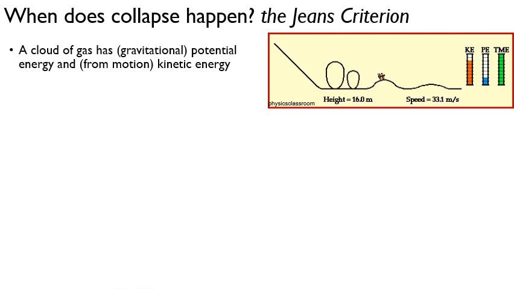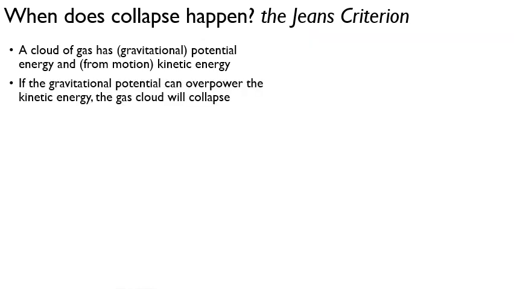So the classic example for thinking about energy is a roller coaster. The roller coaster starts out at some height, and it's going to be all potential energy. As it goes down the hill, that gets converted into kinetic energy and back. So our gas cloud has these two forms of energy. If the gravitational potential can overpower the kinetic energy, then the gas cloud will collapse.